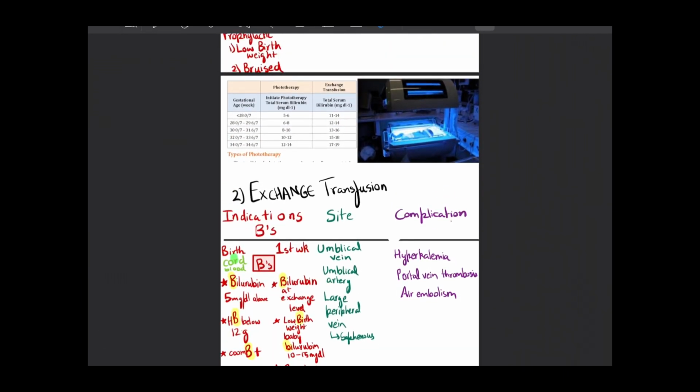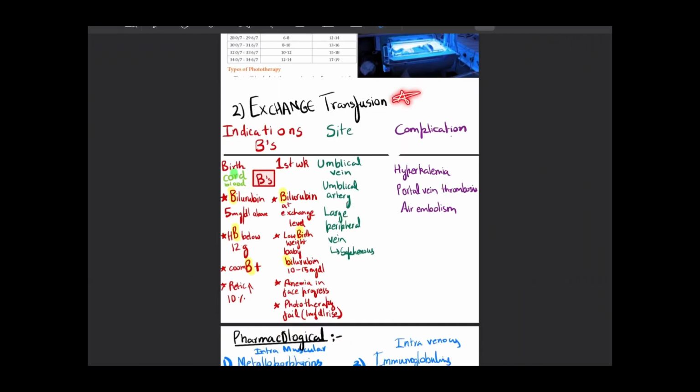Next, here are the levels. If you want to memorize it, you can screenshot it. So here is the baby in the phototherapy chamber. You can see that. Next is exchange transfusion.